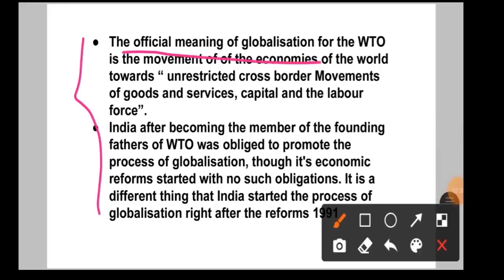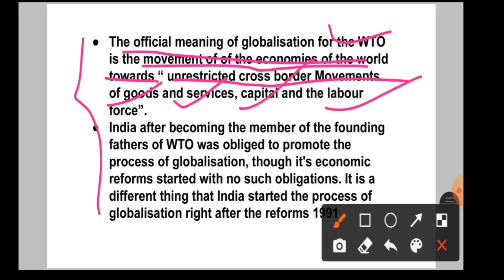The official meaning of globalization according to the WTO, the World Trade Organization, is the movement of the economies of the world towards unrestricted cross border movements, that is, free and unrestricted movement of goods, services, capital and labor force. Very simple.